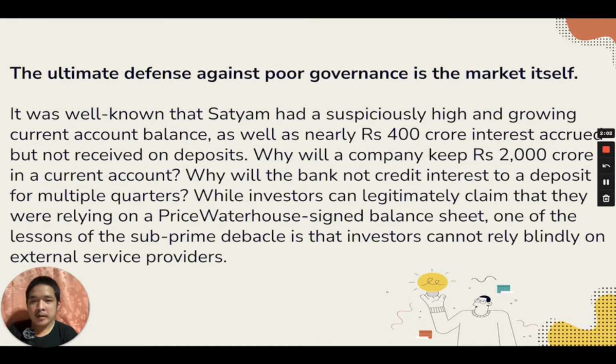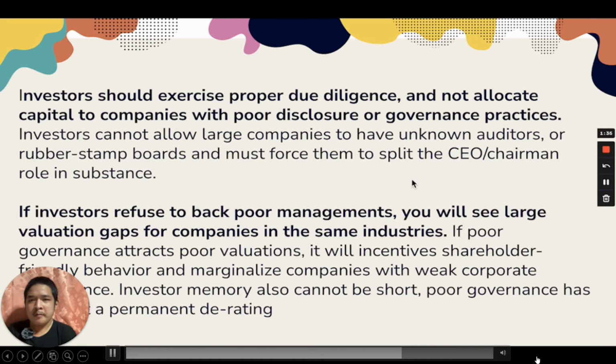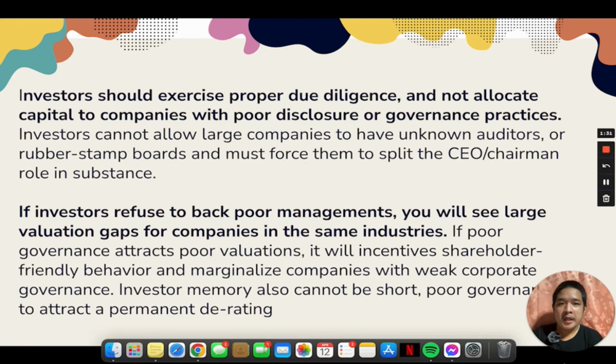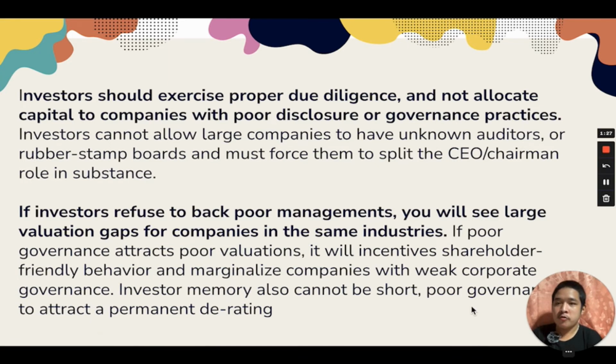Investors can legitimately claim that they were relying on Price Waterhouse, who signed the balance sheet. The lesson of the subprime crisis is that investors cannot rely blindly on internal service providers. Investors should exercise proper due diligence and not allocate capital to companies with poor disclosure or governance practices. Investors cannot allow large companies to have unknown auditors or rubber stamp boards, and must force them to split the CEO/chairman role in substance.